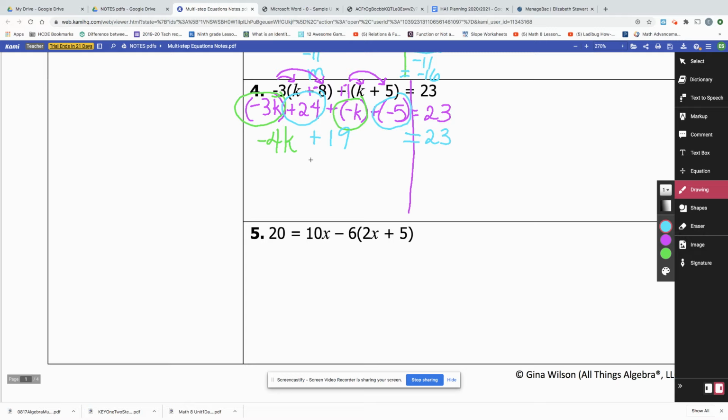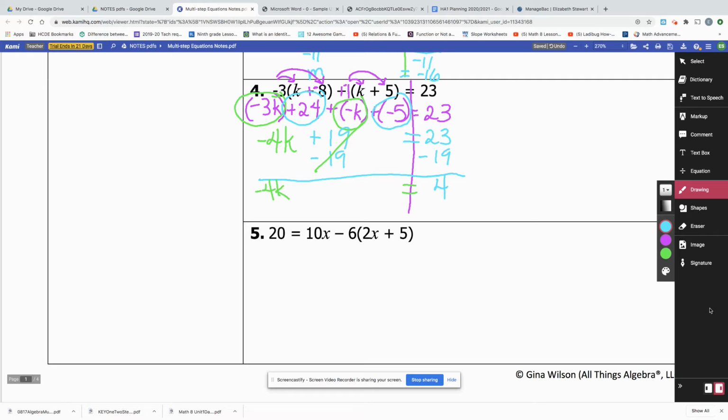So get those constants to one side: subtract 19, subtract 19. On the left side, I have negative 4 times k. This zeroes out. Don't have to worry about that. I've got 23 minus 19. 23 minus 19 is conveniently 4.